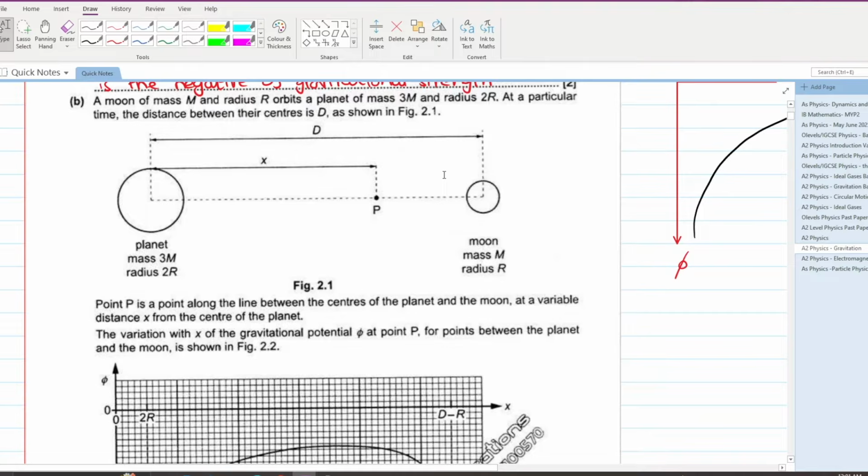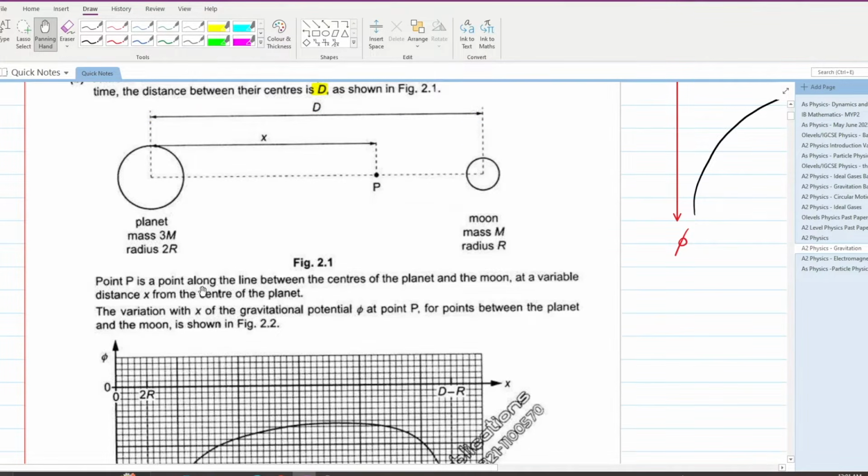A moon of mass m and radius r orbits a planet of mass 3m and radius 2r. Okay, there is a moon that has a mass of m, radius r, and a planet that has a mass of 3m, radius 2r. At a particular time, the distance between their centers is d. Okay. At a particular time, the distance between the moon and the planet's center is d. Okay. Let's further move forward.